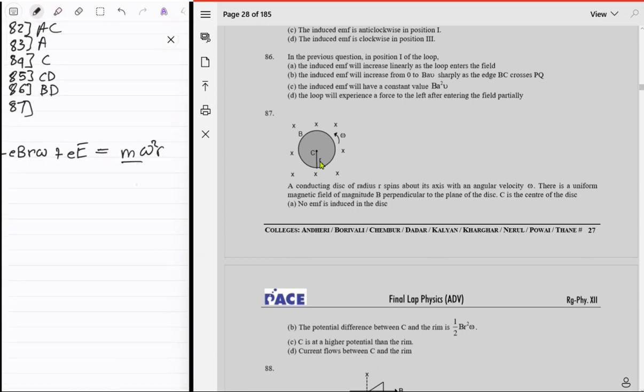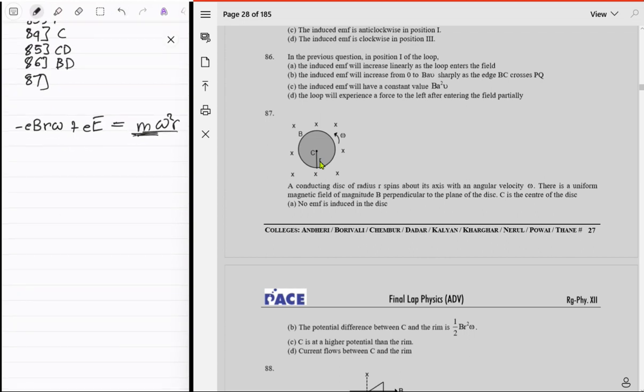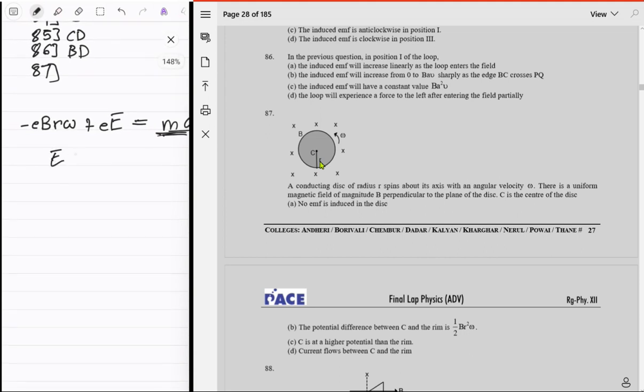Here, 9 times 10 power negative 31 comes in, and then e is like 1.6 times 10 power negative 19, so this is very small compared to that, I assume. So this is approximately 0. Remove it. Please get this thing that E is approximately equal to B r omega, right? So integrate that, and you just get half B omega r squared. That's the potential difference between C and the rim.